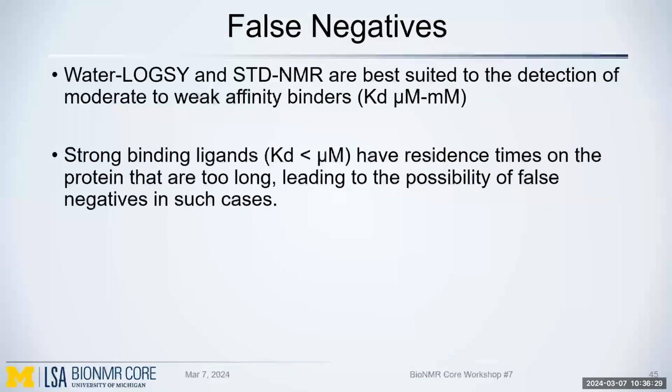And also false negatives can be a problem in both Water-LOGSY and STD-NMR. Both Water-LOGSY and STD-NMR are best suited to the detection of moderate to weak affinity binders. So KD is in the range of micromolar to millimolar. If you have strong binding ligands whose KD is less than micromolar, then the residence time on the protein will be too long, so they can be a false negative in such a case. So if this happens, you will need to use other orthogonal methods like X-ray crystallography or those protein observed methods to identify those strong binders.